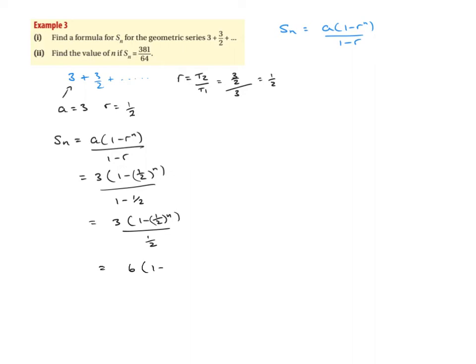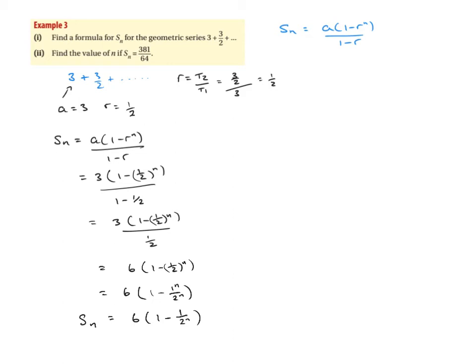6 times 1 minus a half to the n, and if you're going to be really pedantic, we could as well say that this is equal to 6, 1 minus 1 to the n, so we could break that up, say 1 to the n over 2 to the n. And 1 to the power of anything is just 1, so that means what we end up with then is 6, 1 minus 1 over 2 to the n, and we are done. So that's our Sn.